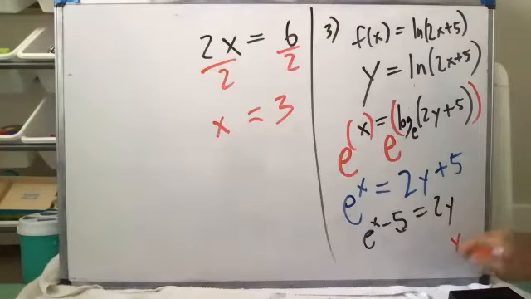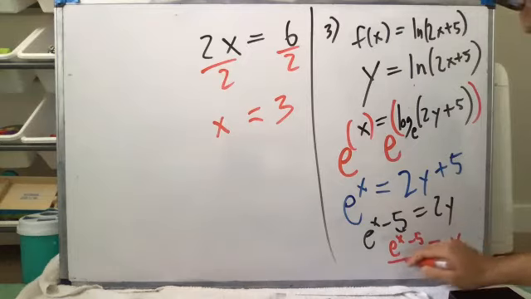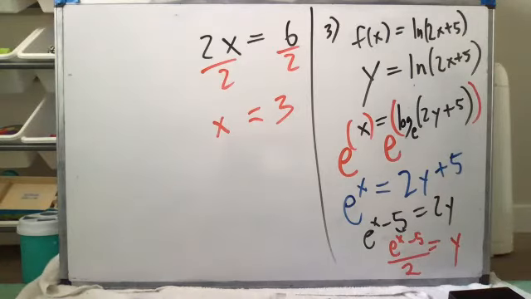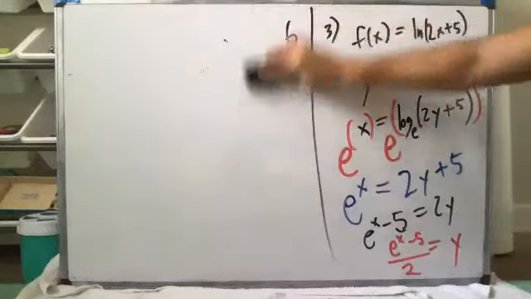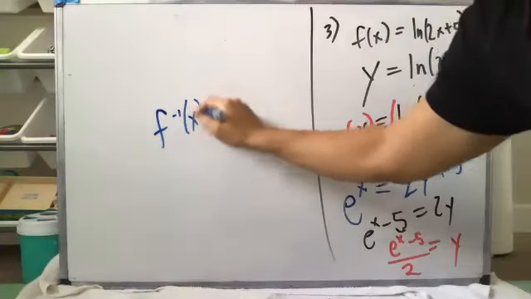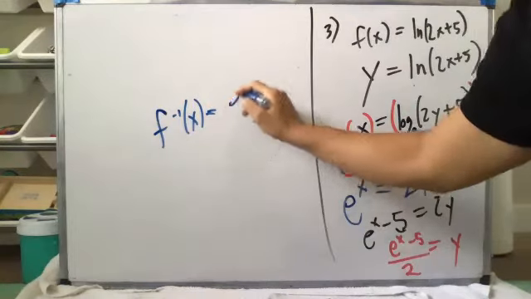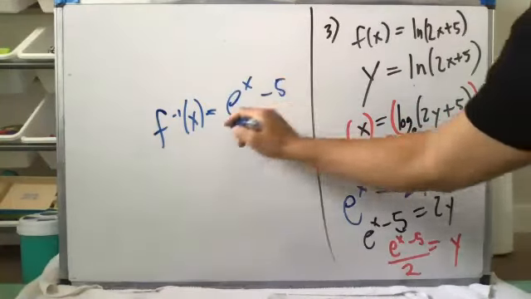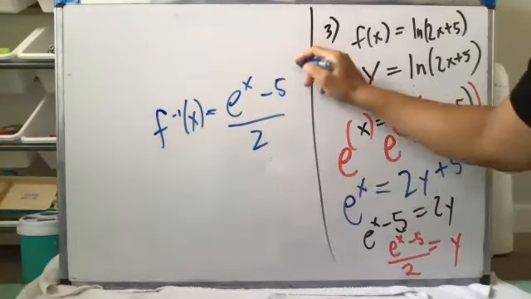Let me write it in a different color. y is equal to e to the x minus 5 all over 2. Like that. And then just one last step. We should write it as an inverse function. So the final answer would be f inverse of x is equal to that thing we just have there, e to the x minus 5 over 2. That will be your answer.